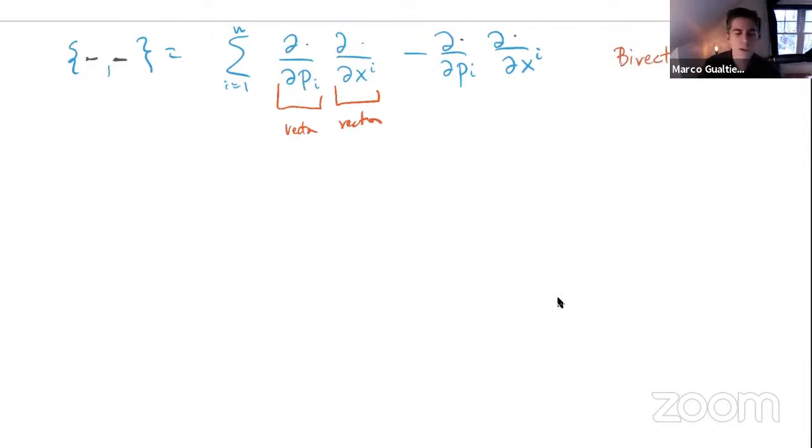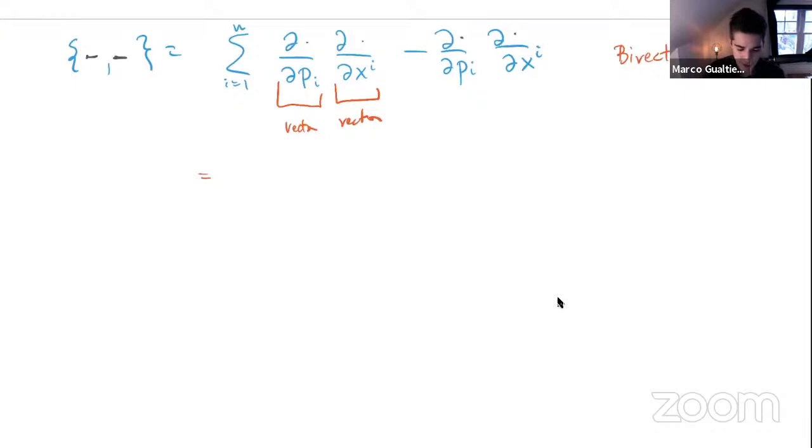You cannot compose the vectors and somehow get a single operator. It's a combination of two vectors, which are considered in their own right. So an equivalent way of writing this would be d by d pi tensor product with d by d xi minus the d by d pi.